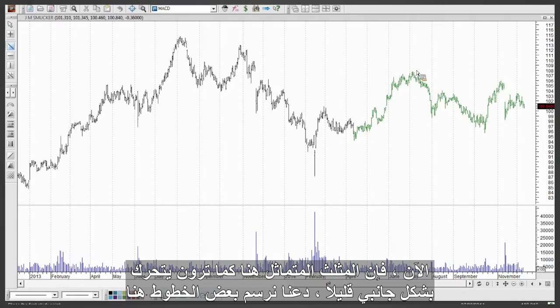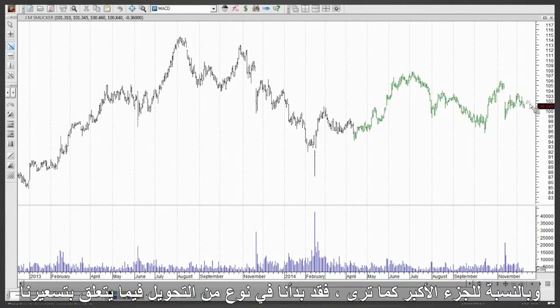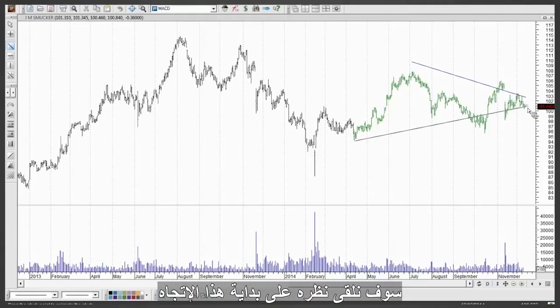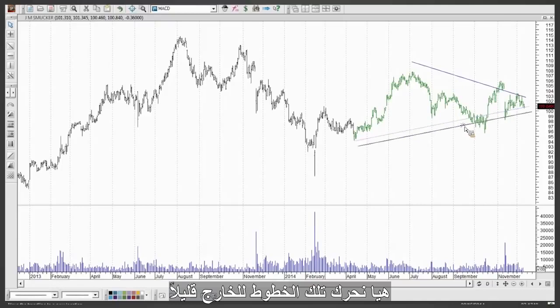Let's take a couple of trend lines here and draw them. And for the most part, as you can see, we're starting to kind of funnel in as far as our pricing is concerned. Okay. So we're going to take a look at the beginning of this trend. Let's go ahead and take these trend lines. We want to move them out a little bit.